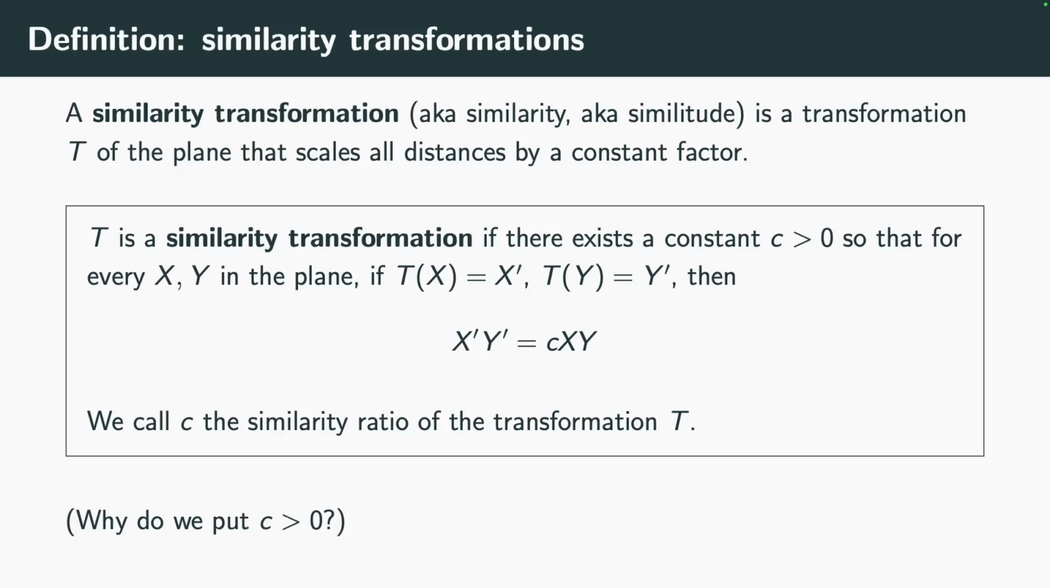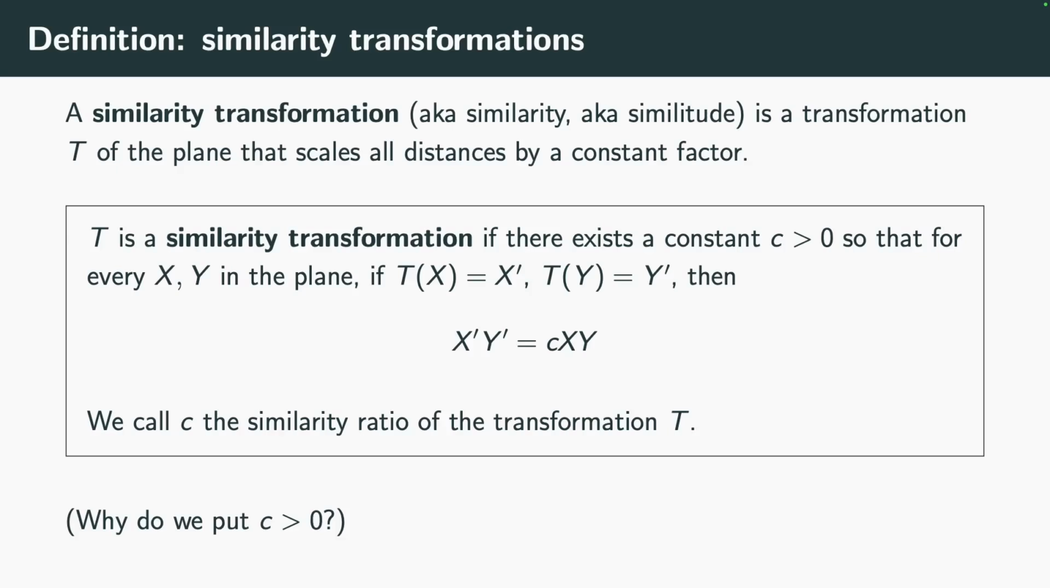Okay, so our definition is that T is a similarity transformation if there exists a positive constant c, so that for every pair of points x and y in the plane, if we write T(x) to be x' and T(y) to be y', then we want the distance from x' to y', which we denote by x'y', to be that constant c times the distance from x to y. And we will call this number c the similarity ratio of the transformation T.